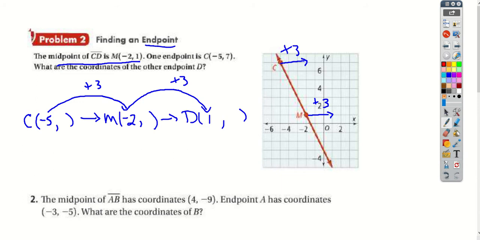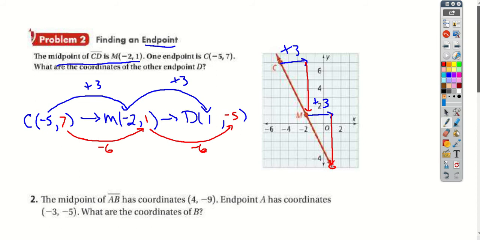And the same thing now for the y value. The y value for C is 7. The y value for M is 1. So you can see that I'm going down 6 to get from 7 to 1. So I'm going to repeat that and go down 6 more, and that'll put me at -5. Once I know I'm here, I'm going to go down 6. Technically, I would want to draw it from the end of the arrow. Down 6, down 6, and there's my point, which is 1, -5.